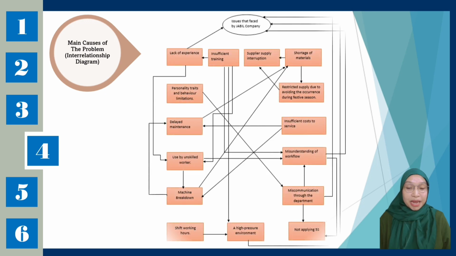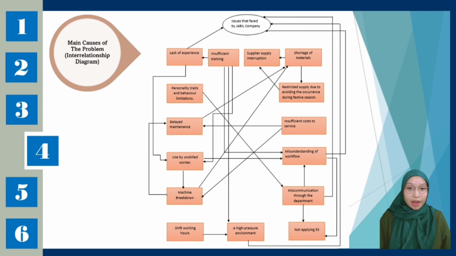In this video, I will explain the interrelationship diagram. There are 15 causes that affect productivity, which consist of miscommunication through departments, restricted supply due to avoiding the occurrence during the festive seasons, lack of experience, training, insufficient cost to service, misunderstanding of workflow, used by unskilled workers, personality trait and behavioral limitations, insufficient training, delayed maintenance, supply interruption, shortage of materials, machine breakdown, not applying 5S, high pressure environment, and the last one is shift working hours.